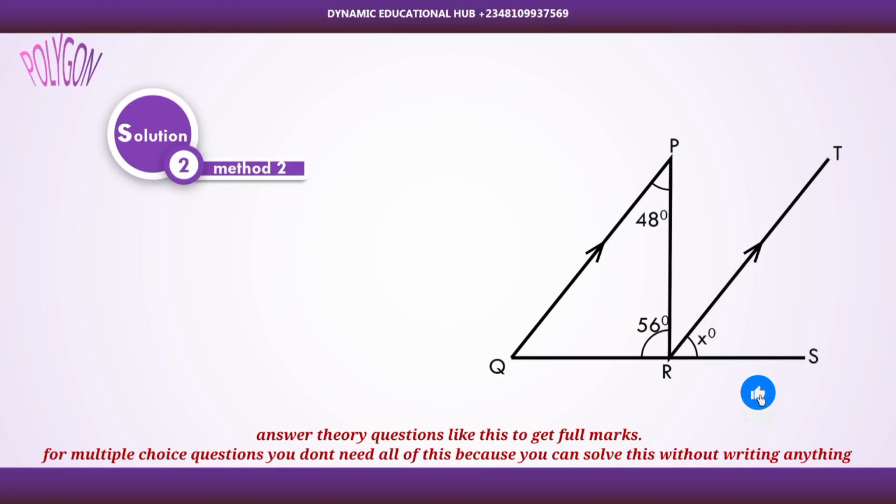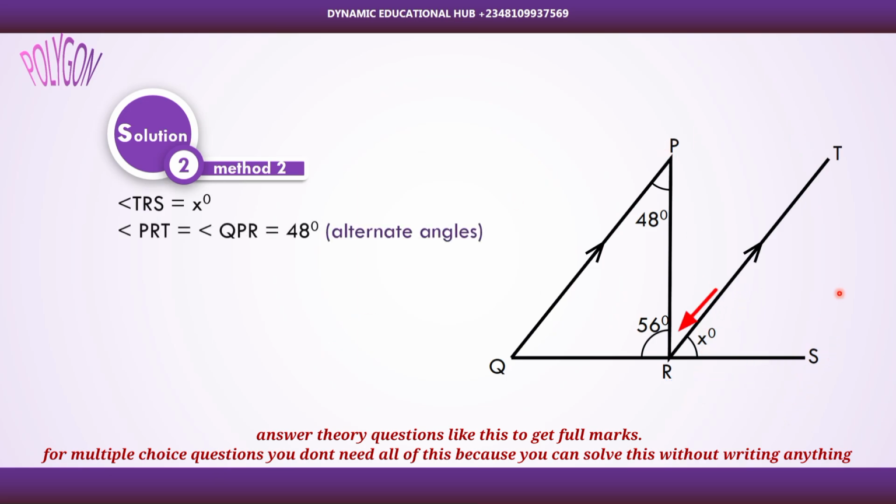For the second method, we have our angle TRS, which is x. Here we have PRT, which is equal to QPR, and that is alternate angles. And PRS is equal to angle TRS plus PRT. This whole angle here is equal to this x here, which is TRS, plus this PRT here.